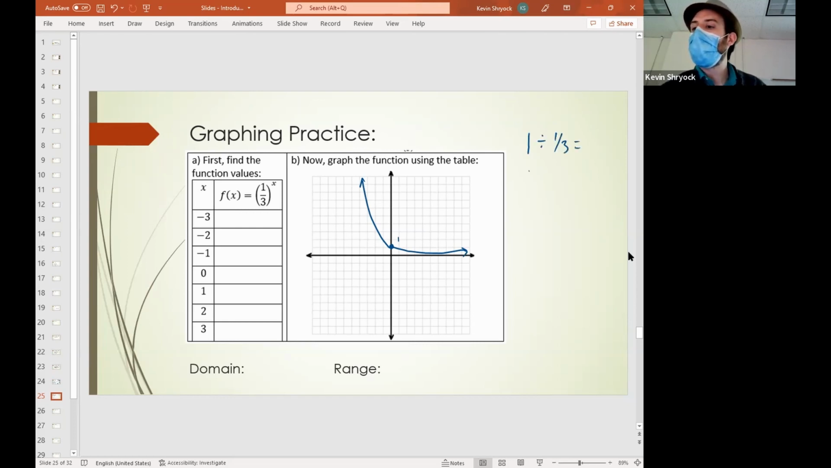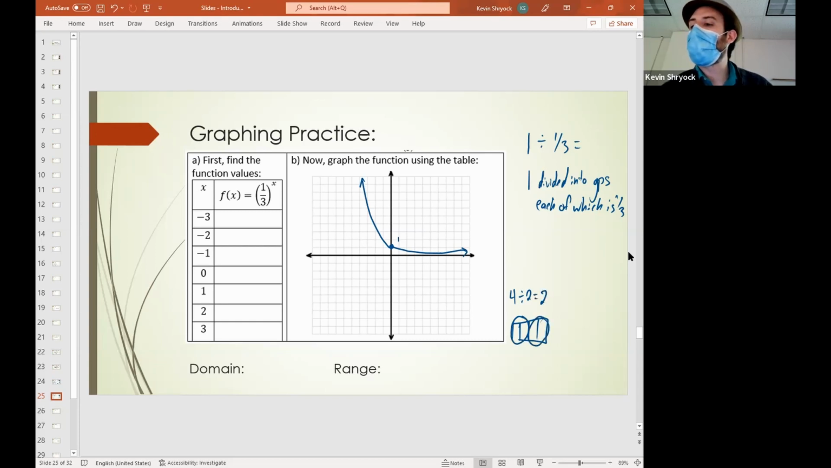That would be 1 divided into groups, each of which is 1/3. For example, 4 divided by 2 is 4 things. I divide them into groups of 2, and I get 2 groups.